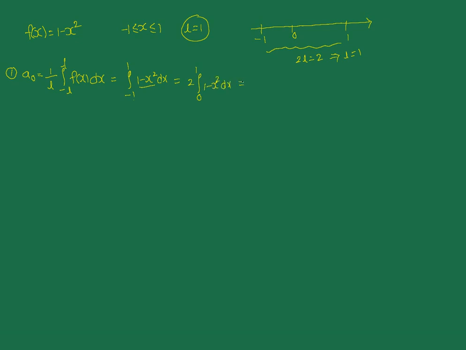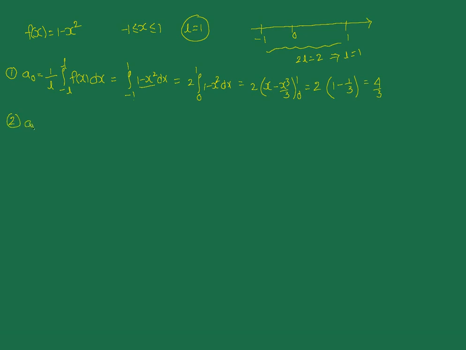Okay, that is nothing but 2 into the integral of 1, which is x, minus x square, which is x cube by 3, between the limits 0 to 1. That is equal to 2 into, if you substitute upper limit 1, 1 minus 1 by 3, that is 3 minus 1, 2 by 3. 2 by 3 into 2 means you are left with 4 by 3. So a naught value is equal to 4 by 3.